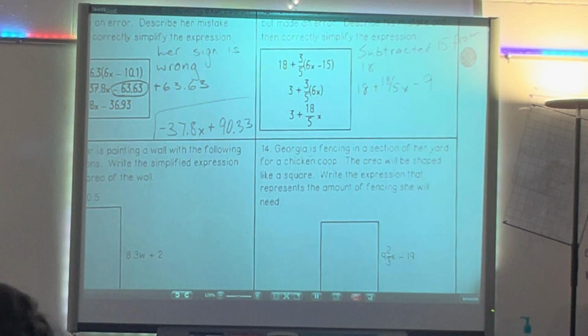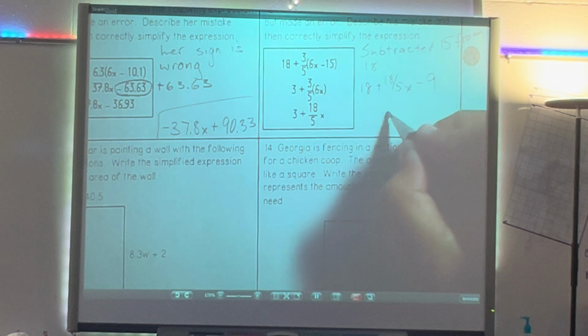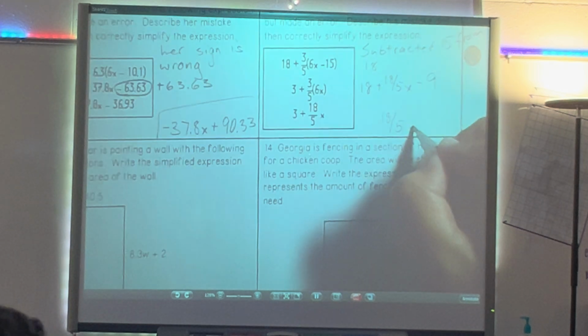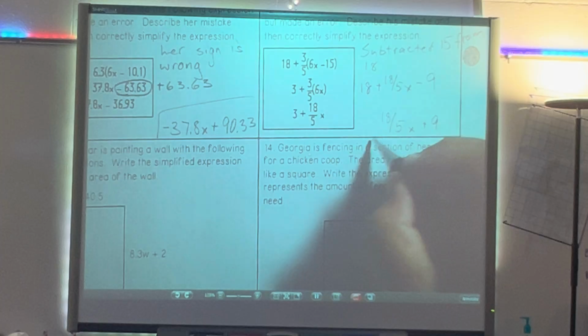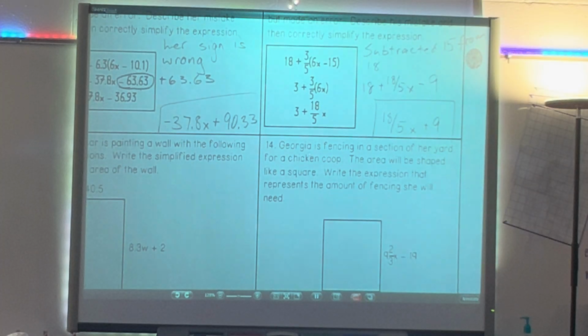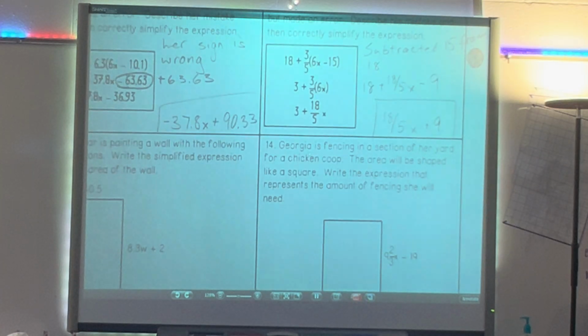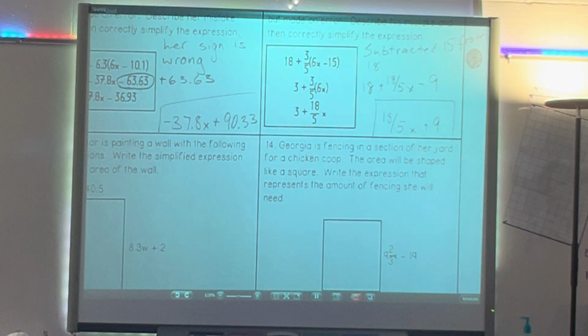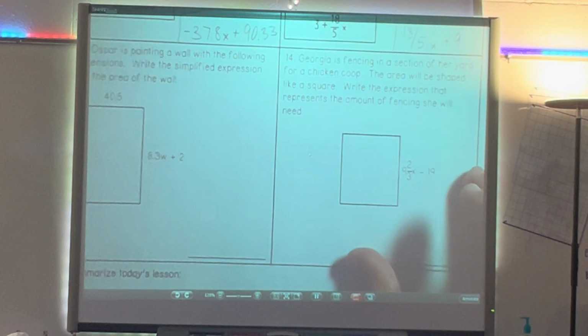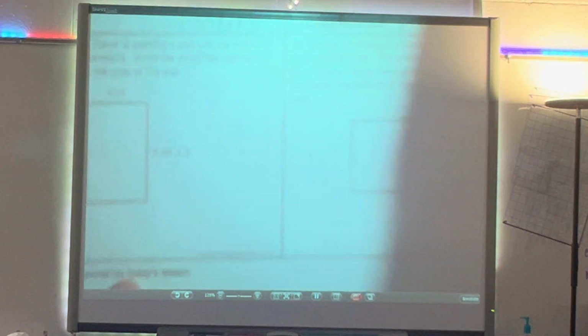Alright, so what do I combine here? Combine the like terms. Okay, so I have 18 over 5x plus 9. Make sure you write your variable term first. Everybody okay there? Any questions? All good? Okay. Oscar's painting a wall with the following dimensions.